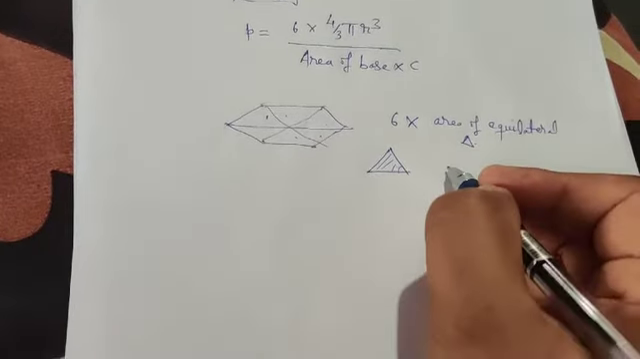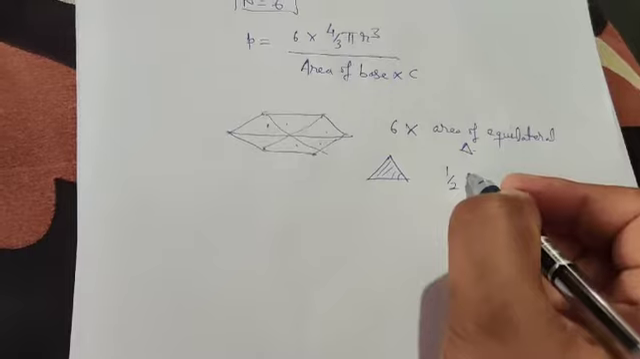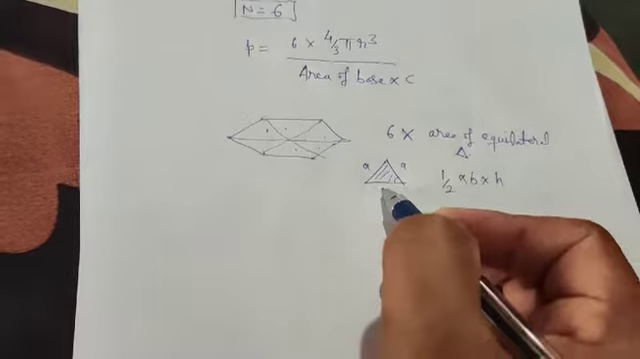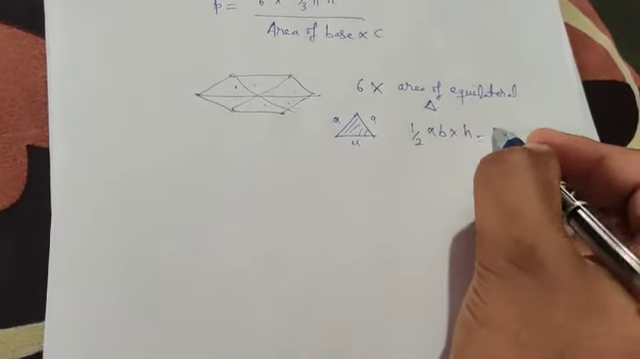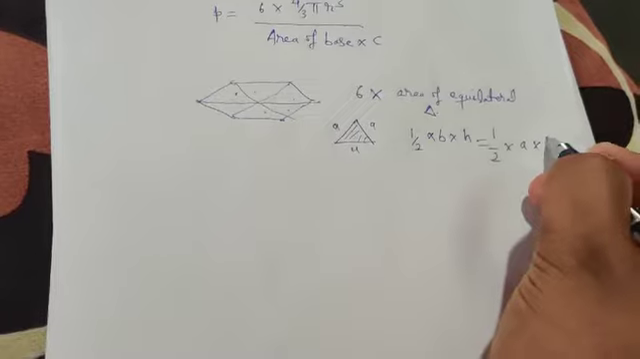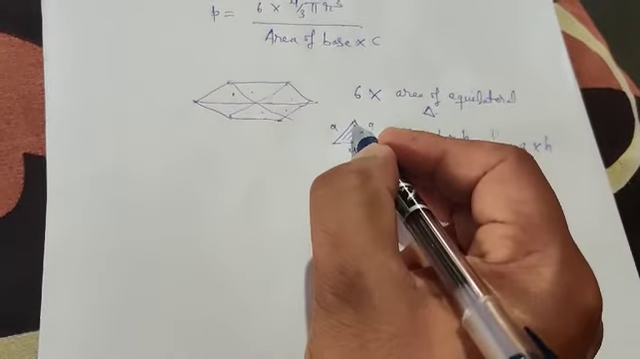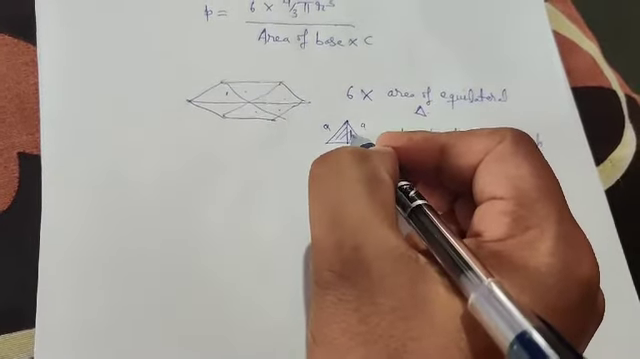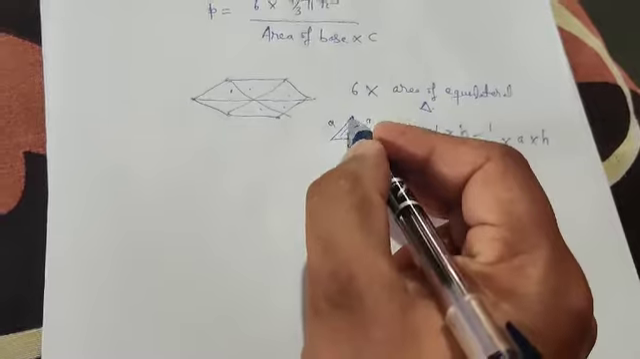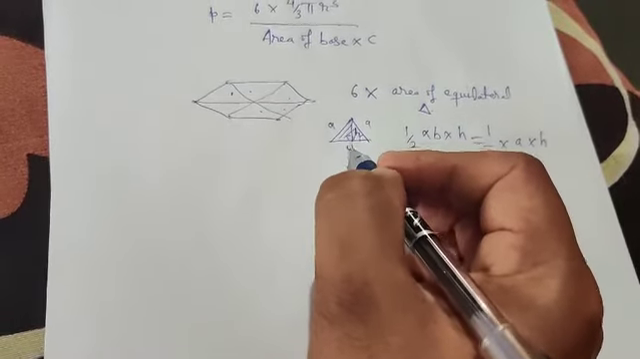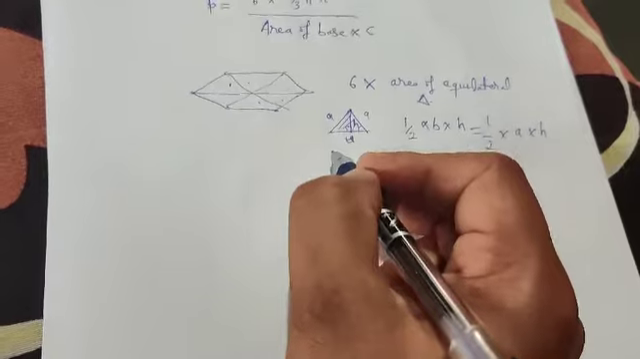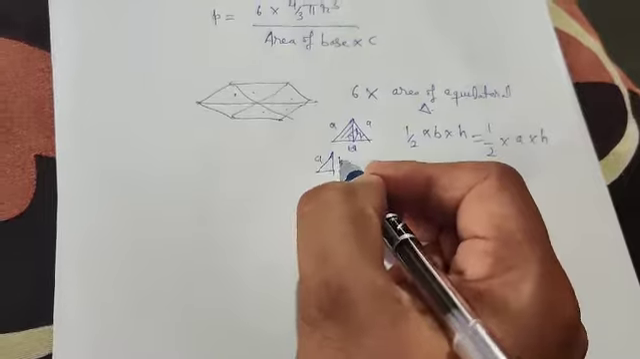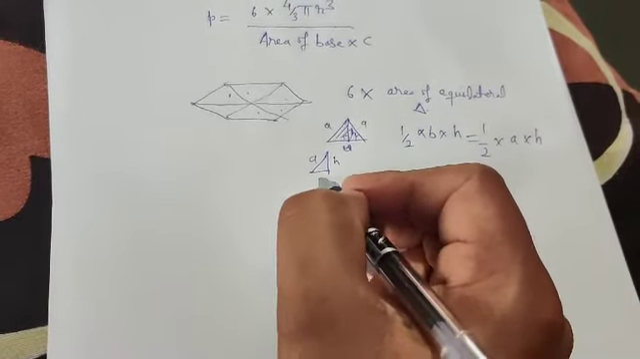The area of a triangle is 1 by 2 into base into height. So this is A, this is A, this is A, so the base is equal to A. We have to calculate the height, so we will take a perpendicular. This is the height H, and because this is a bisector, this will be A by 2.